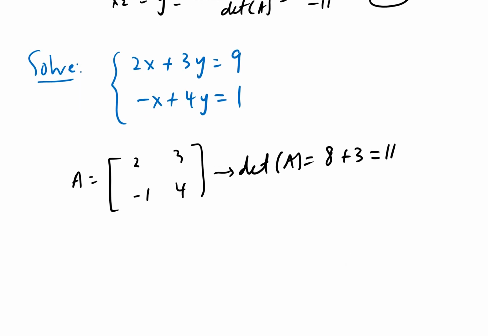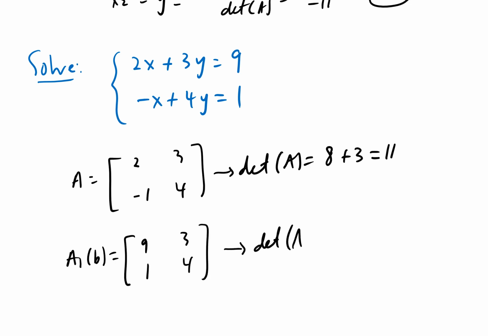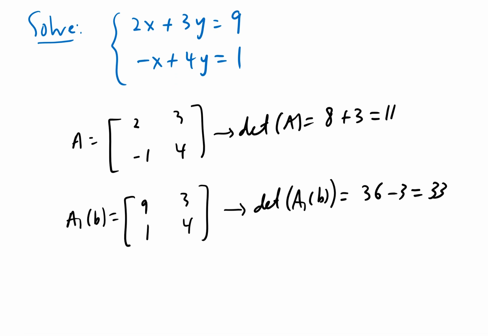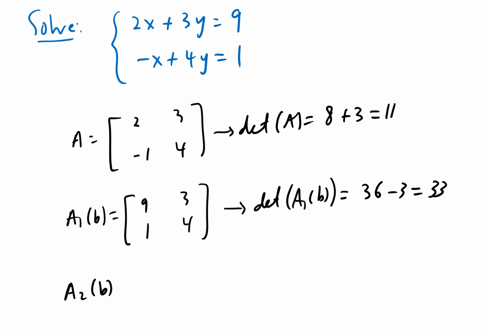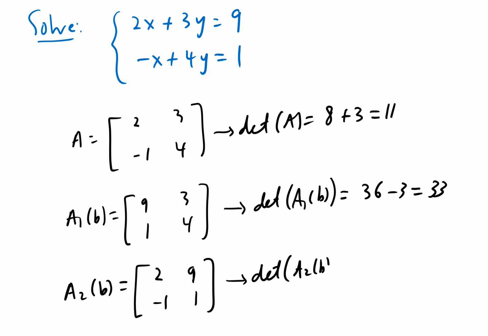Then we need to find A1 of b. You replace the coefficients of the first column with 9, 1, and the other one stays 3, 4. So the determinant of A1 of b is 36 minus 3, which is 33. And A2 of b is, keep the first column the same, but we replace the second with 9, 1. So then the determinant of A2 of b is 2 plus 9, 11.